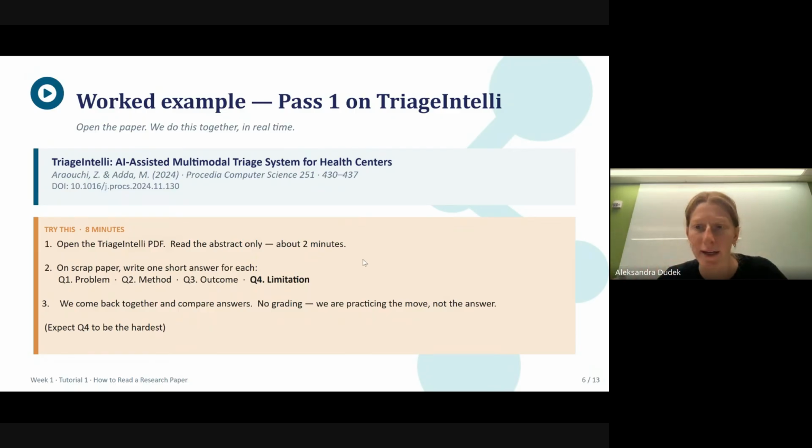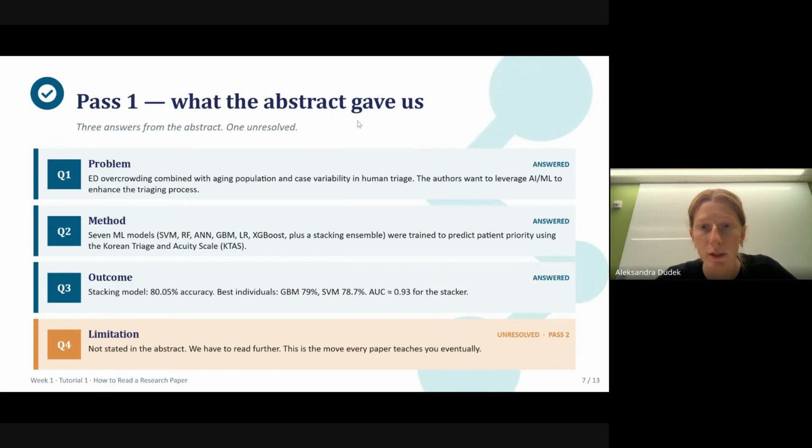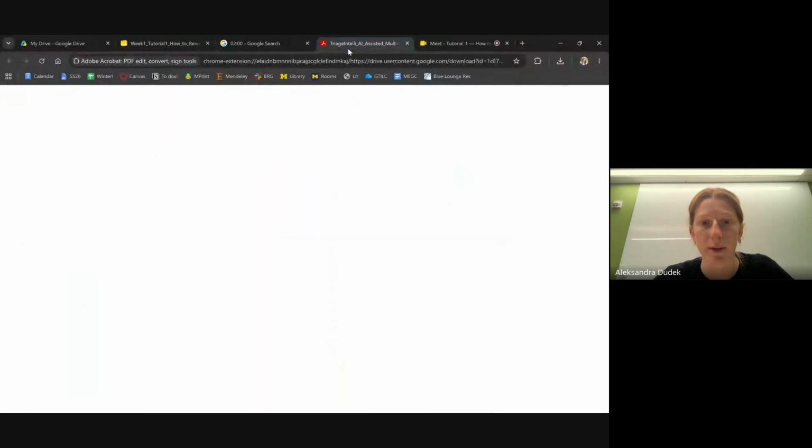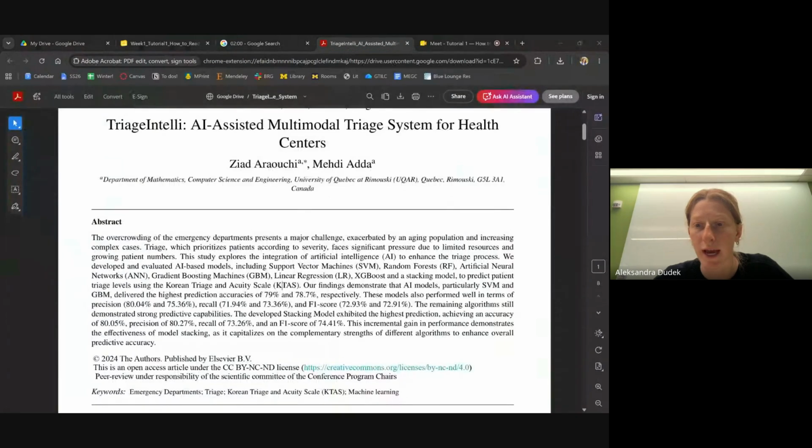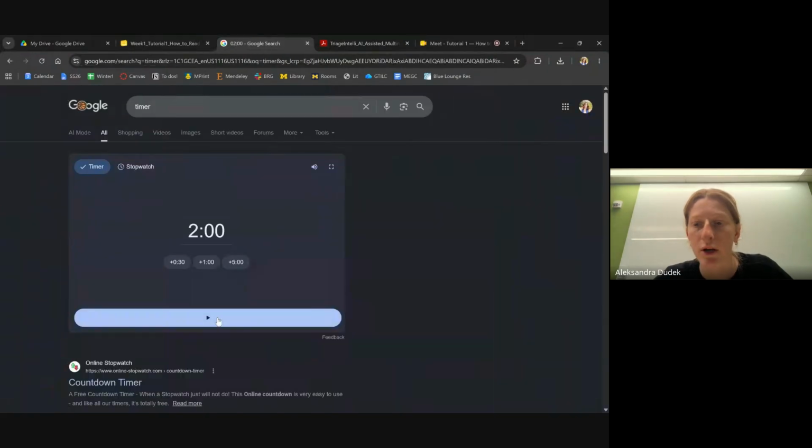And hopefully you all have access to a piece of paper or the notes app in your phone or something. But we want to see if we can write out the 4 questions that we are asking about the problem, the method, the outcome, and the limitation. This is not being graded or anything. We want to just do a live example of how we might do this together. I think you should still see my screen. In case anyone doesn't have easy access to the abstract, it's here on your screen. I'm also going to start a 2-minute timer. And so we're all going to read through it and try to answer our 4 questions.